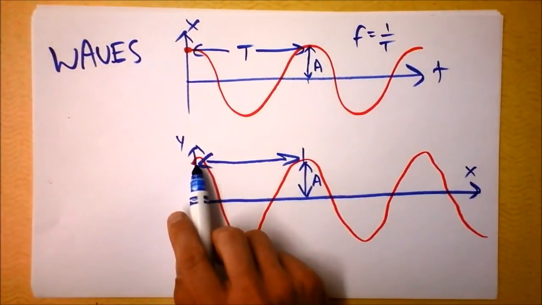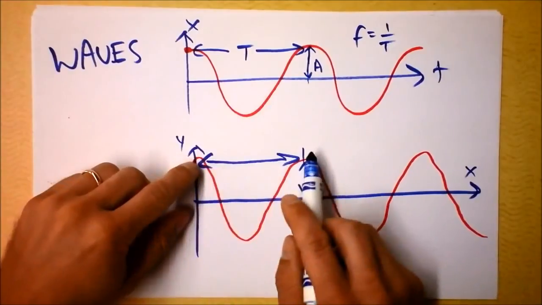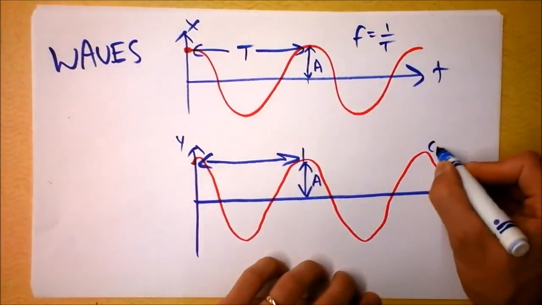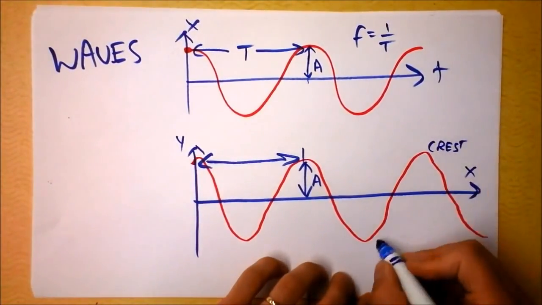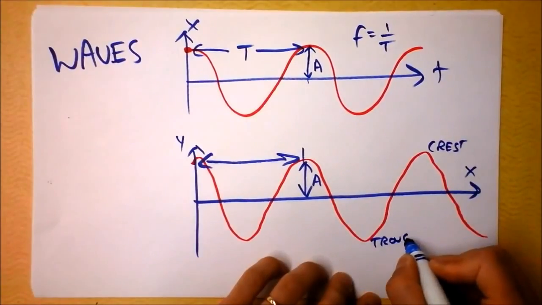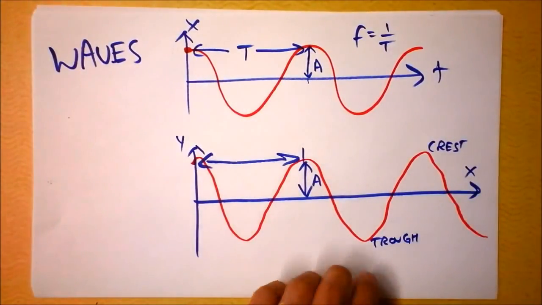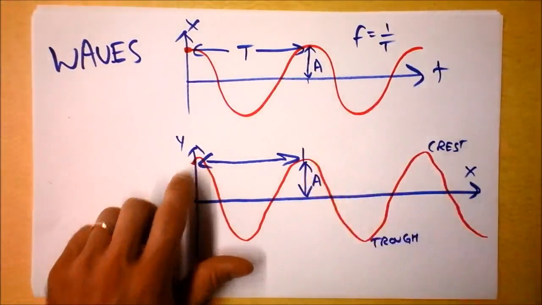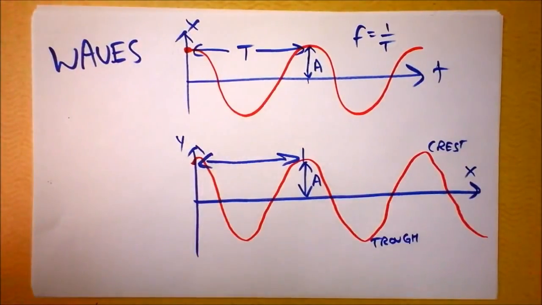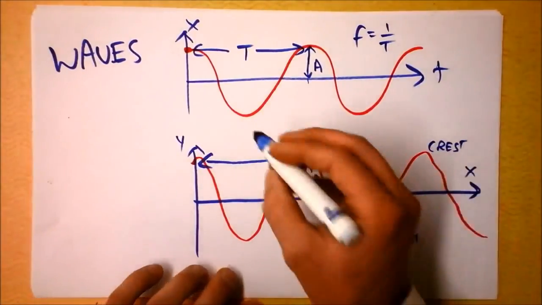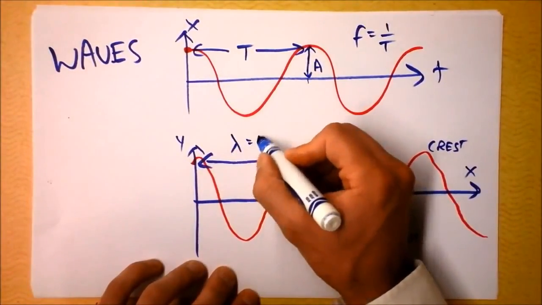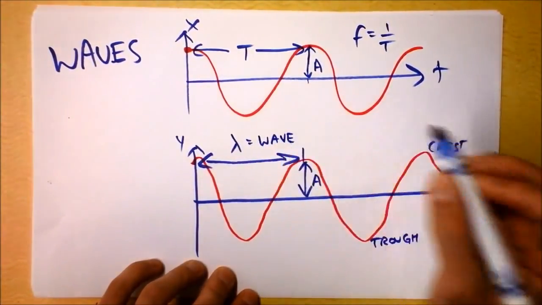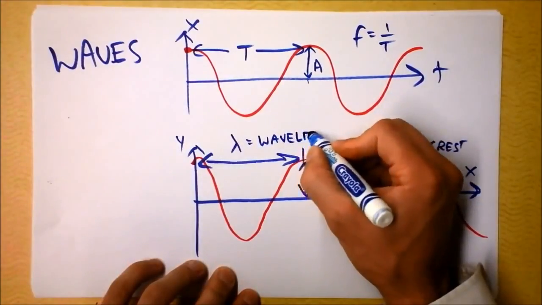It's the distance between two crests of a wave. Here we've got a crest defined, and here we've got a trough. It's the distance between two crests of a wave. What do you want to call that? It's sort of like how long the wave is. So yeah, me too. I want to call it the wavelength. And we'll use the letter lambda to represent that.